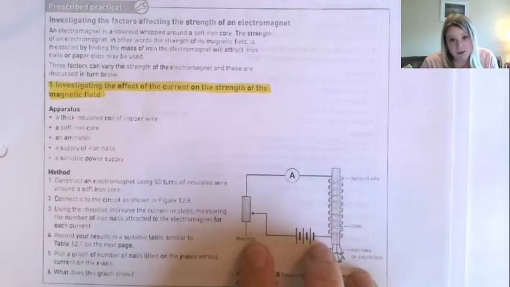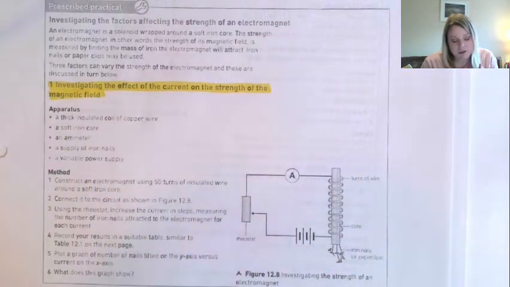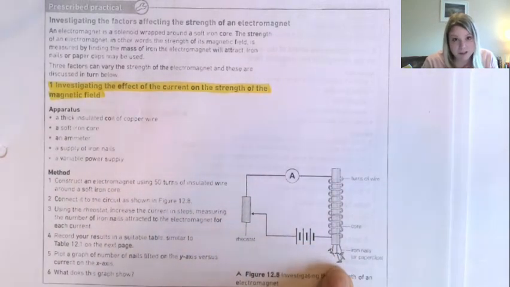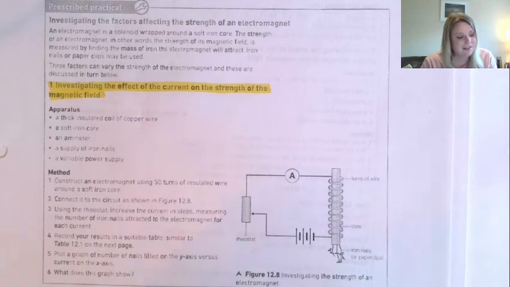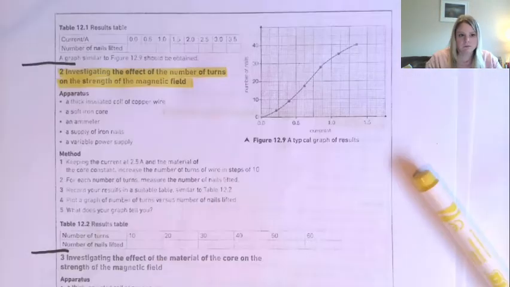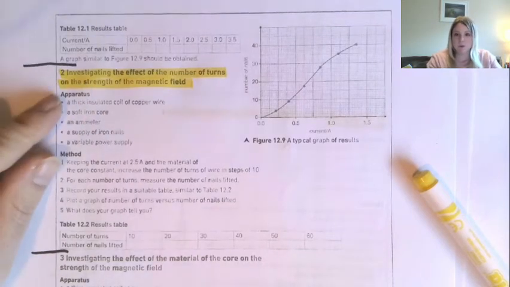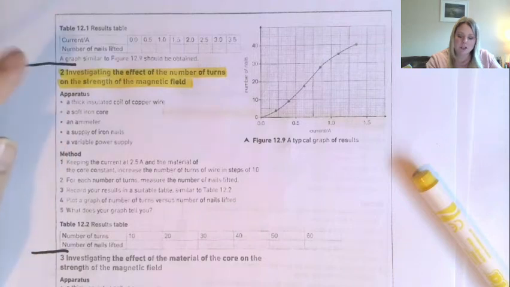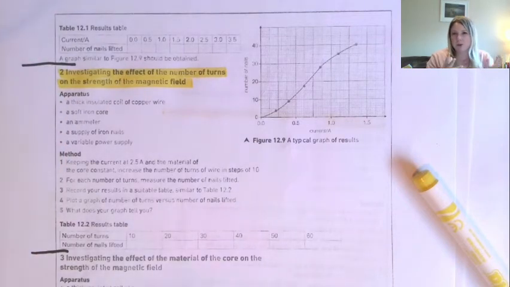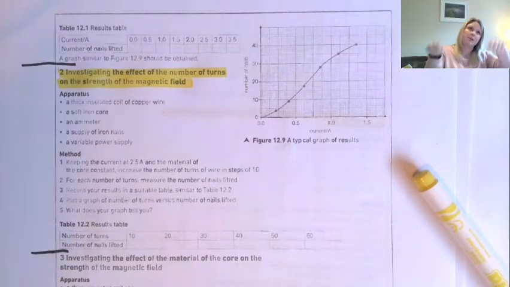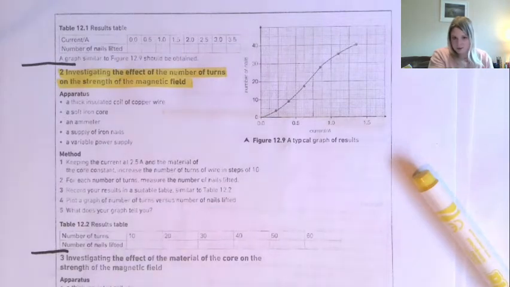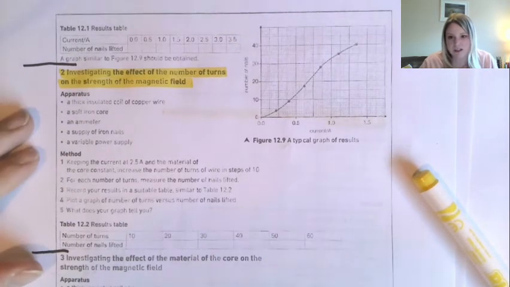With that one, what we're going to find is as you increase the current, the number of paper clips that you can lift up increases, which indicates that the strength of the electromagnet has increased. The next one over in 210, same idea, but this time we're going to keep the current constant and change the number of turns. We generally go up in tens. So you'll do 10 turns of your wire, dip it into the paper clips, see how many it picks up, add on 10 more turns, etc. Hopefully that's obvious enough.